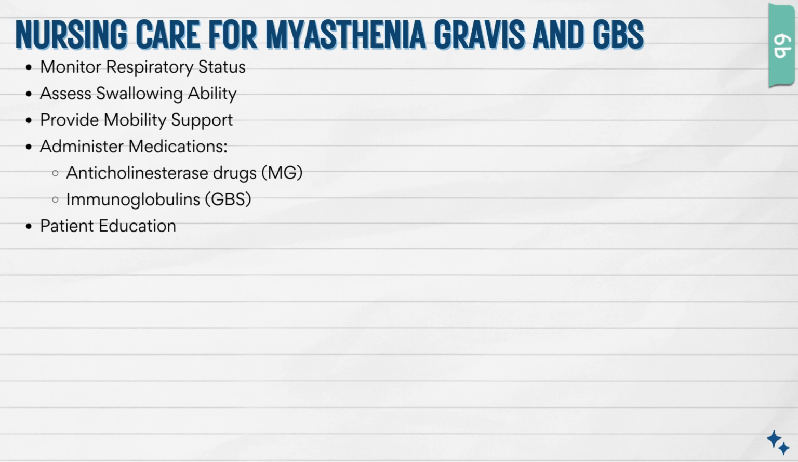We're also going to provide mobility support through physical therapy and assistive devices. Safety is a big, big, big issue with these patients. We don't want them tripping and falling because of their neurological issues with their motor movements. We're also going to be administering the medications as ordered, and educating the patients about their conditions, the treatment plan, the signs of complications, and providing emotional support. They can both be very scary and very worrisome for patients.